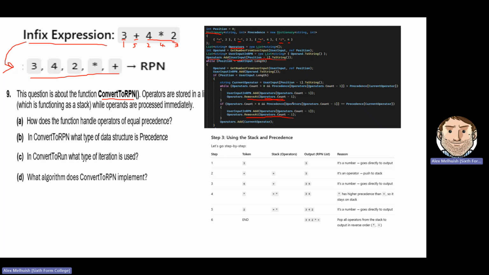So when we do get to the multiply, we end up with a situation here, and this is where you can see where we're considering the precedence and whether or not we're going to apply the one that's already been added to the stack, in this case the plus, or whether we're going to add another operator to the stack and apply it at the end.